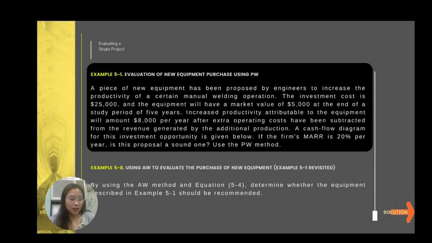And then, so may mga given na to diri, 25K, yes, this is the investment cost. Equipment will have a market value of 5K at the end of 5 years, and then ang imong 8K per year attributable, productivity attributable, okay, na subtract na, okay, and more na 20%. Okay, so AW method.